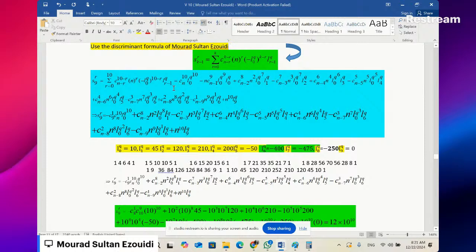This one is in fact equal to combination 9 choose 1 times combination n choose 10. This is according to Sultan Ezouidi and his method, times L0 for 2 to the power 10. The rest of the terms have to be written as they are, not changed. So it will be S9 equal to minus, because the subscript 9 is odd. If it is even, it's positive.